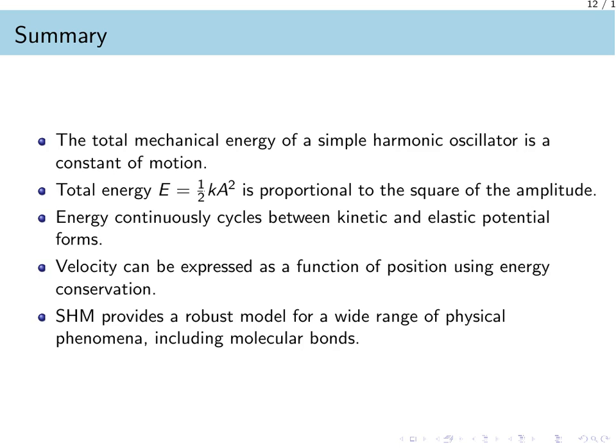This total energy is calculated as 1/2 times the spring constant times the square of the amplitude. We have seen how energy continuously cycles between kinetic and potential forms throughout the oscillation. We also established that the velocity of the object can be determined at any position using the principle of conservation of energy. Finally, we discussed how simple harmonic motion serves as a robust model for many physical systems, ranging from mechanical springs to the vibrations of atoms in a solid.